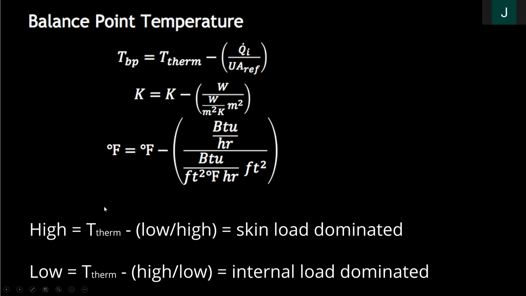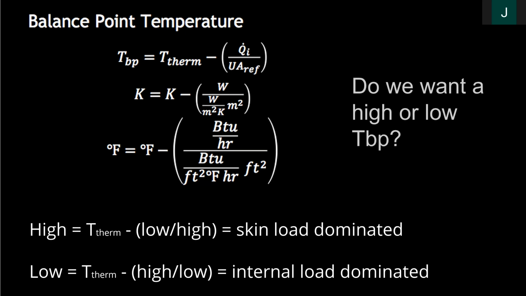So with balance point temperature, if you have a high balance point temperature, then you are going to have a skin load dominated building. Whereas if you have a low balance point temperature, you'll have an internal load dominated building. And then the question is, do we want a high or a low balance point temperature? If we're interested in heating, we want to be able to have as low an outdoor temperature as possible before we have to start turning on our heating system. So in that case, which is the main case we're looking at in this class, we would want a lower balance point temperature.